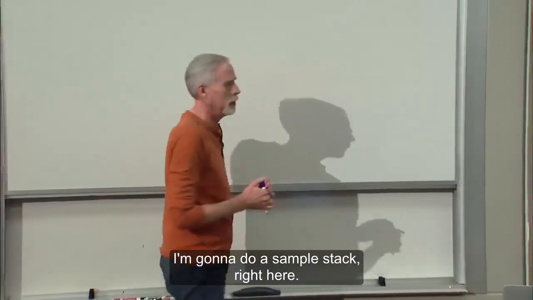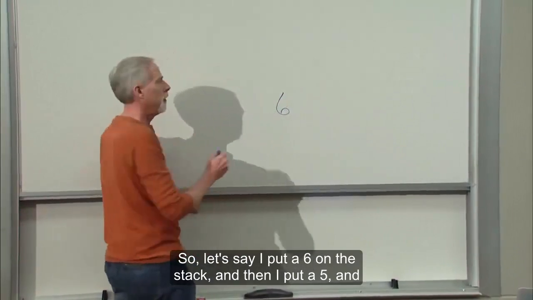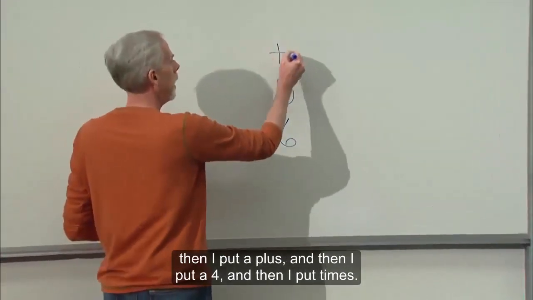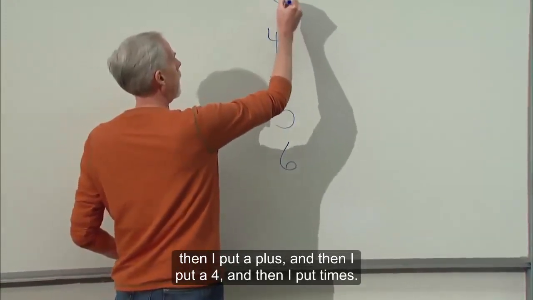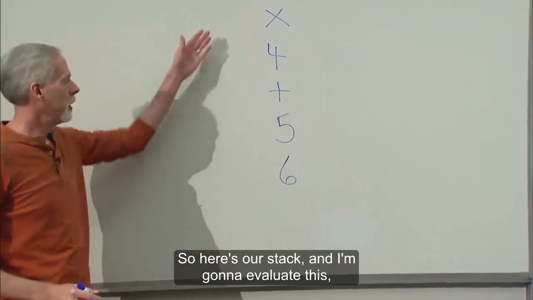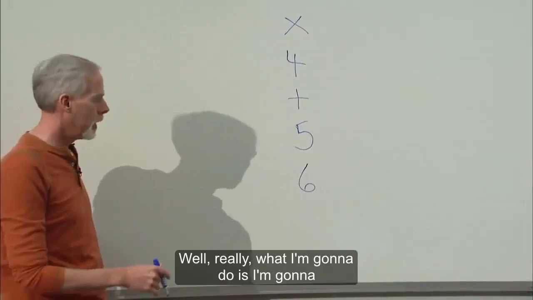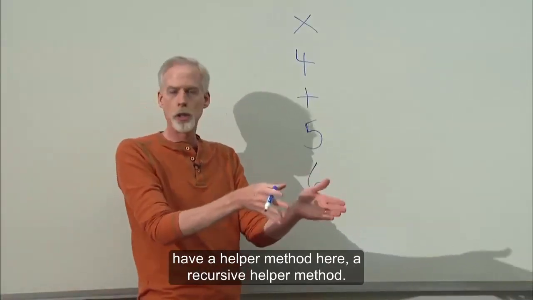It looks like this. I'm going to do a sample stack right here. Let's say I put a 6 on the stack, and then I put a 5, then I put a plus, then I put a 4, then I put times. So here's our stack, and I'm going to evaluate this using recursion. How am I going to do that? Well, really, what I'm going to do is have a helper method here, a recursive helper method.